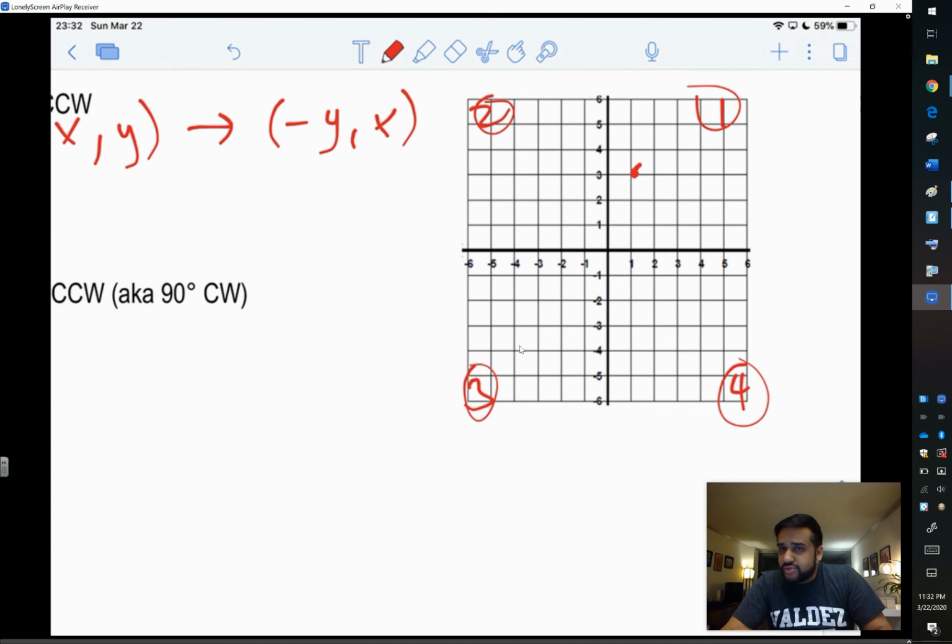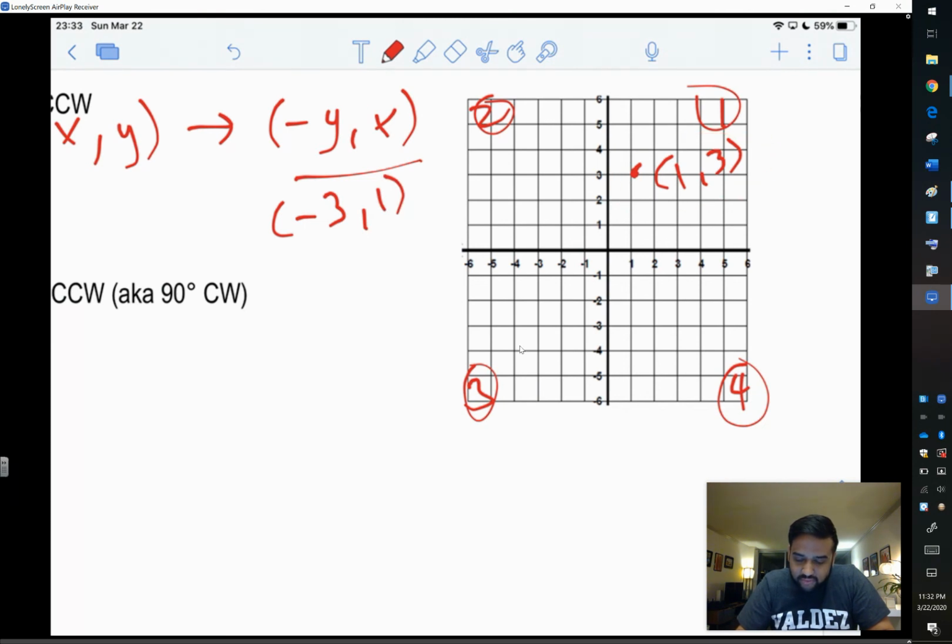Well, it should end up in quadrant 2. Specifically, if it's a 90-degree angle, it should end up somewhere over here. So the coordinates of this point are (1, 3). The rule says make it (-y, x). So (-y, x) here would be (-3, 1). And you can see that would work. If I plot that point, you'll see that it creates a 90-degree angle with the origin. So it's a rotation of 90 degrees counterclockwise.